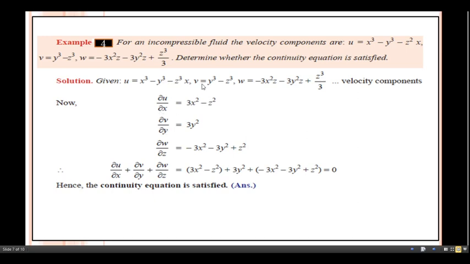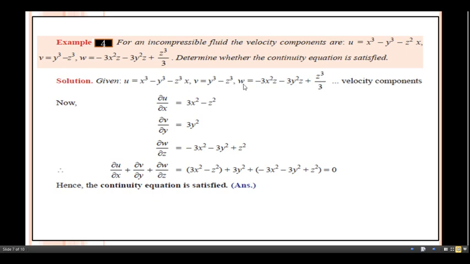So what about the next one? You have to take the derivative of this term with respect to y. ∂v/∂y equals, what about this, 3y² minus z³. Here the derivative of v with respect to y: this term becomes constant, so this becomes 0.